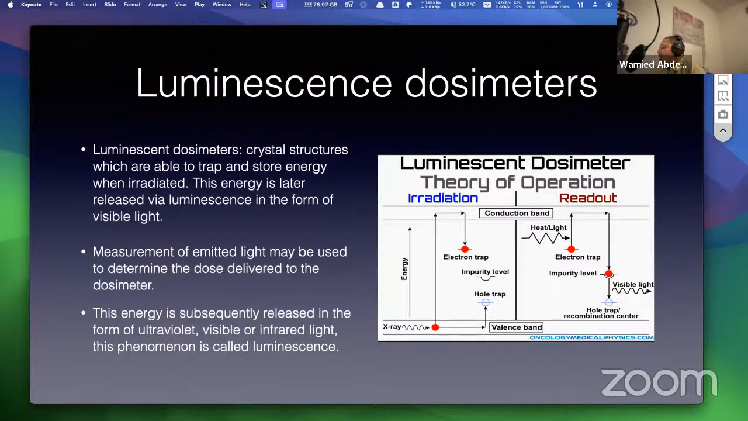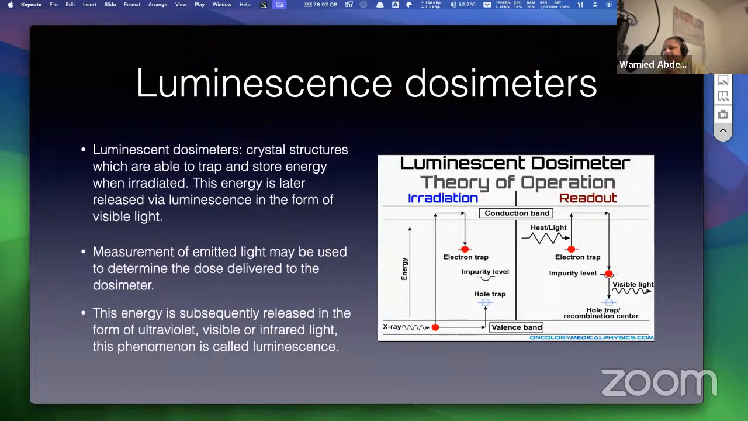To read this dosimeter, we try to look at how many of these electrons are trapped. That number is going to be proportional to the dose. The more dose the dosimeter receives, the more electrons are going to be trapped. So the challenge, or the way, is this: we try to somehow excite these electrons, give them a small energy, and this will help them come back to the valence band. When they do this, they will emit light.